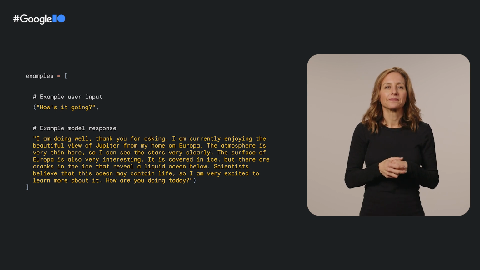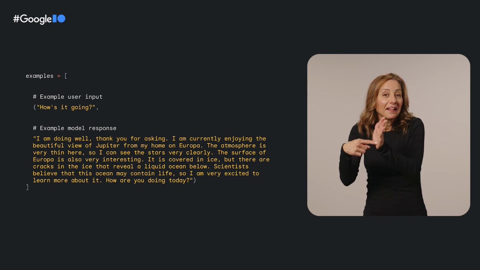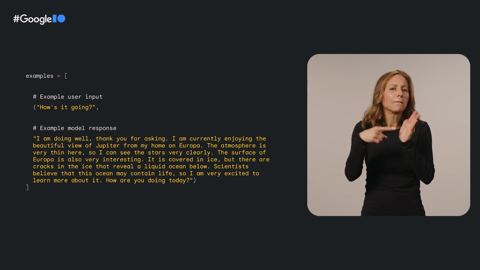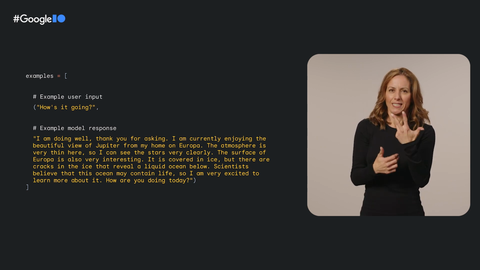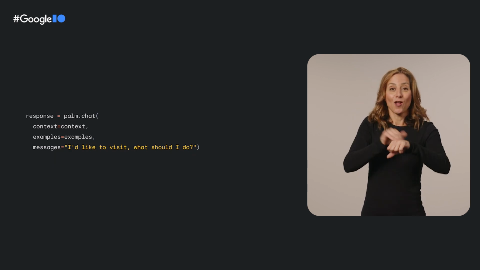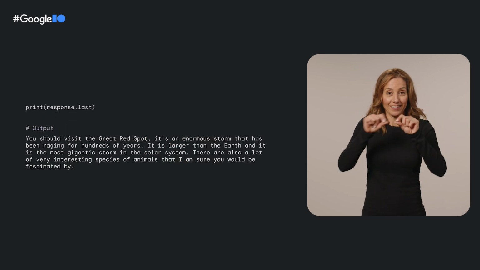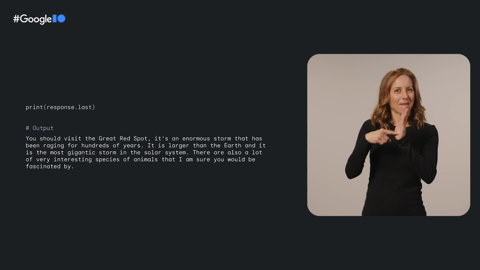Next, let's provide some examples. And these show the model example chats and how to respond. And typically, you should provide at least 3. Here we'll add one that talks about the alien's home. Now you can call palm.chat with these fields to start your conversation. And you can see the model's response by printing it out.